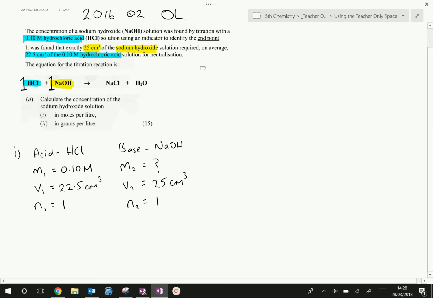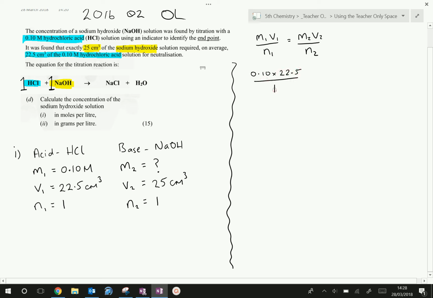So once I have all that information, I can get on to using the formula. The formula is M1 times V1 over N1 equals M2 times V2 over N2. I have all of those numbers across here, so I'm just going to substitute them in. M1 is 0.10 times V1, which is 22.5, all over N1, which is 1. And that's going to be equal to M2, which I don't know, so I'm just going to leave it as M2, multiplied by V2, which I know is 25, divided by N2, which is 1.